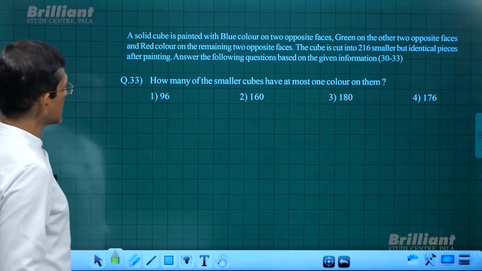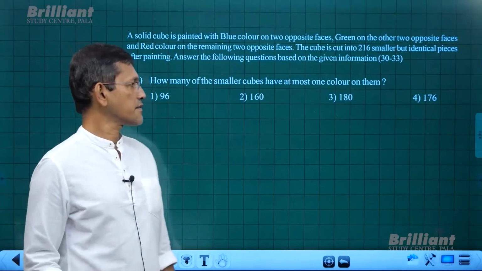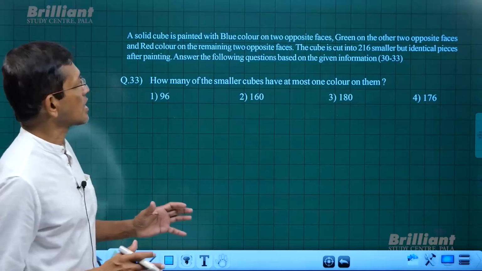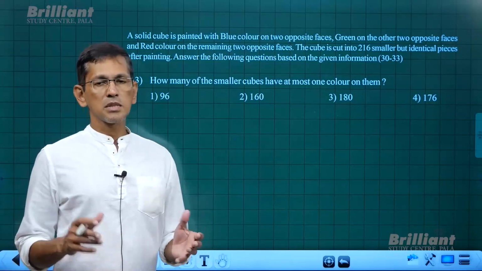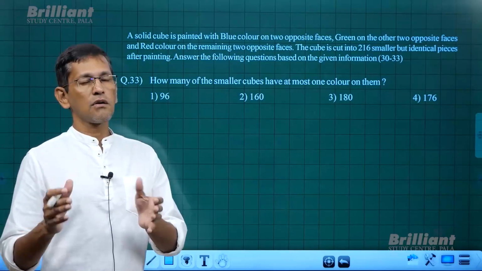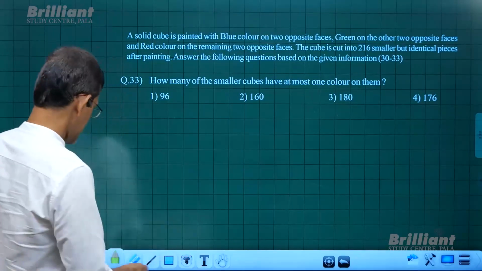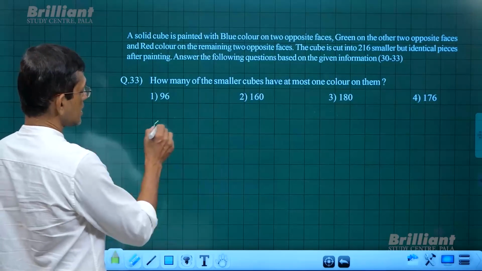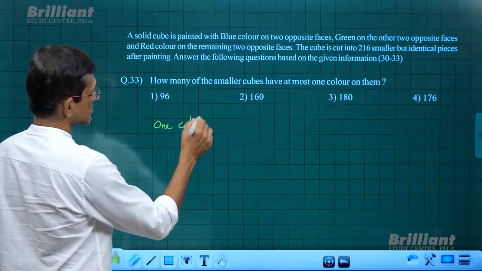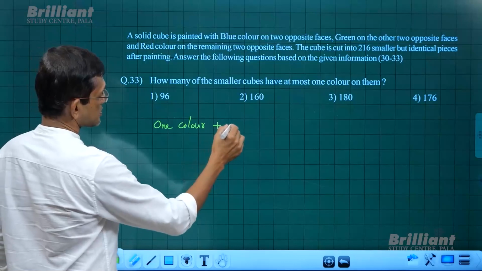Now the next one we have is: how many of the smaller cubes have at most one color on them? At most one means the maximum is one color, so it could be one or less than one. So we count the cubes with one color on them, plus the cubes with no color.